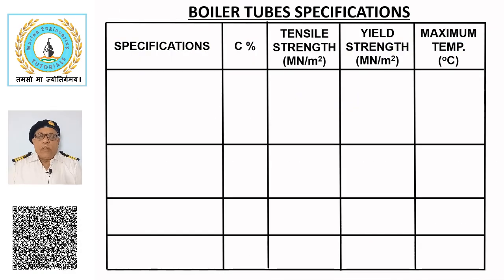Specifications. The material used for boiler tubes must be capable of withstanding high pressure, high temperature, thermal cycling, corrosion, and erosion while maintaining adequate strength and ductility. The choice of material depends on the operating pressure and steam temperature of the boiler.